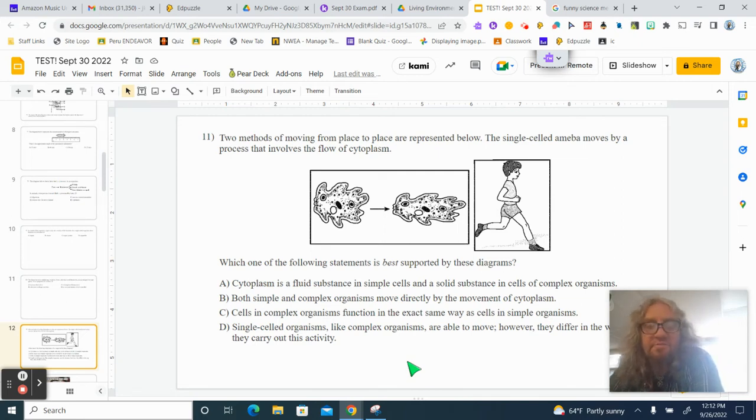Question 11. Two methods of moving from place to place are represented below. The single-celled amoeba moves by a process that involves the flow of cytoplasm. Which of the following statements is best supported by these diagrams?